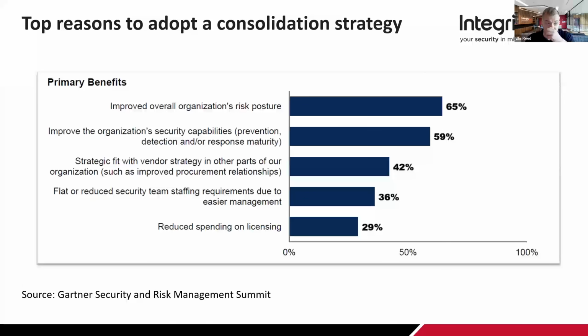Now, this slide has been taken from a Gartner Security and Risk Management Summit, and it highlights top reasons why we're seeing customers and the ecosystem being consolidated. Things like improved overall organizational risk posture, improved organizational security capabilities to be able to leverage a protect, detect and respond maturity lifecycle, strategic fit, and being able to achieve more with less in terms of reduced security teams. Staffing requirements can become quite demanding. The more dispersed your security tools and visibility are, the harder it is to bring it all centrally into a single view.